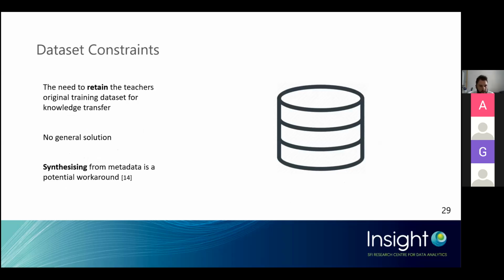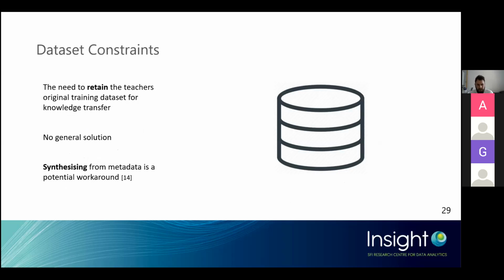And the final constraint I'll mention is the need to retain the teacher's original data set for knowledge transfer. So this, for example, will come up in knowledge distillation because it works on the output layer of the network. So you absolutely need the original training set for this to work. Most methods that focus on the hidden layers can get around this.